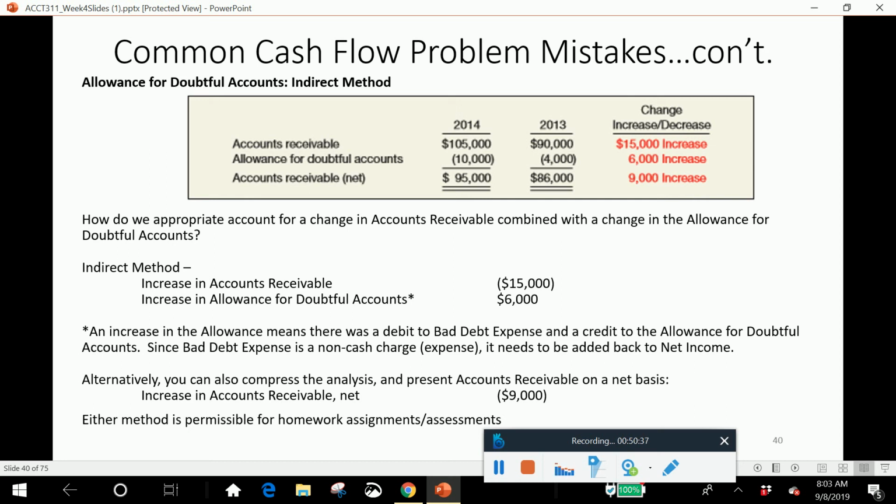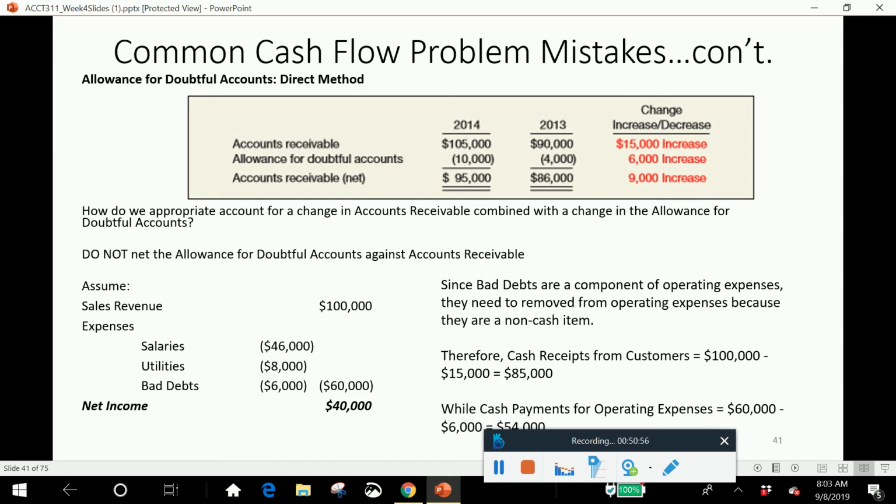Now, alternatively, you could compress those two and just say increase in accounts receivable net, an outflow of $9,000. So either method is permissible for your homework assignments and quizzes. So that's the appropriate treatment for the indirect method. Now let's take a look at the direct method.